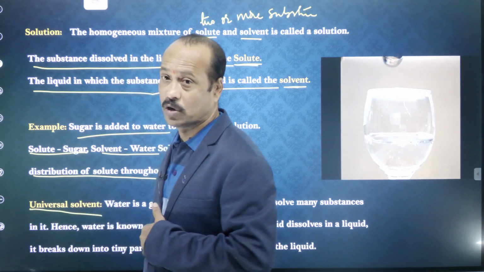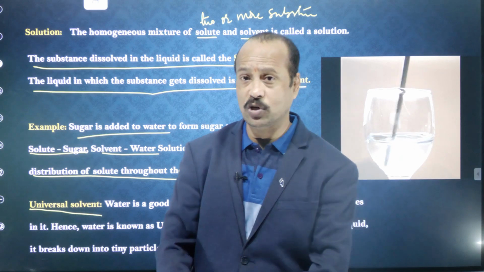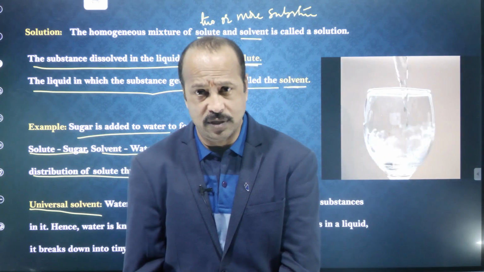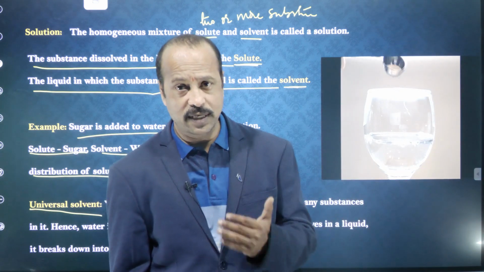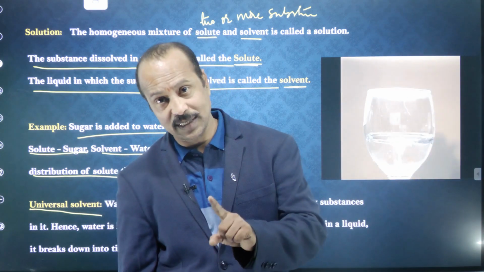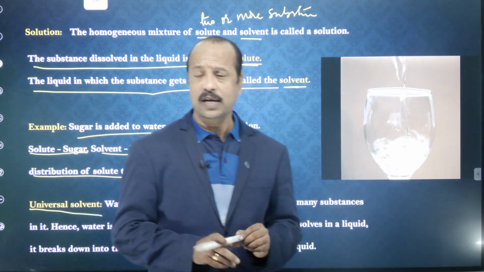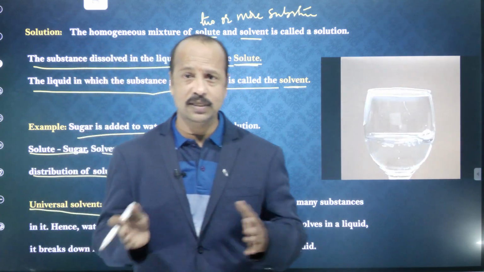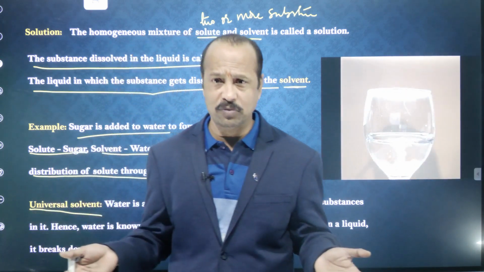What is a universal solvent? There are so many solvents. Generally, here in this case, what you are taking is binary solutions, in which the solvent is liquid. If you take liquid solutions, so many liquids are there: water, milk, petrol, kerosene, and benzene. So many liquids are there, right?